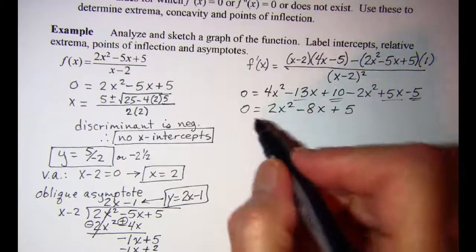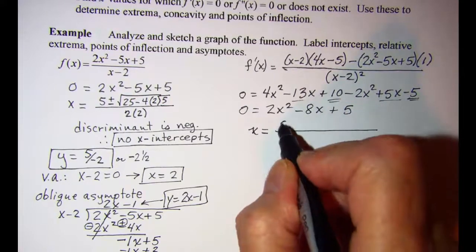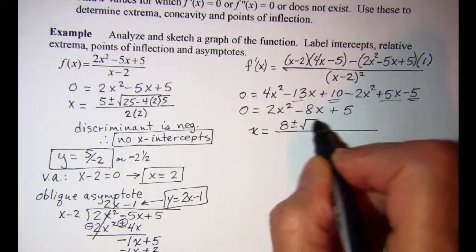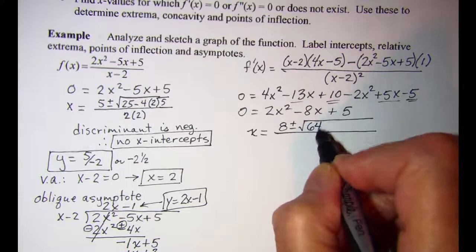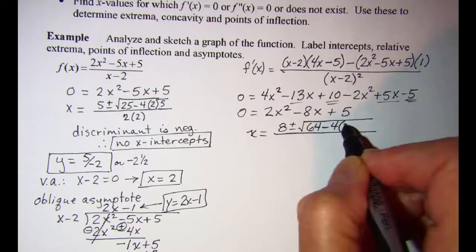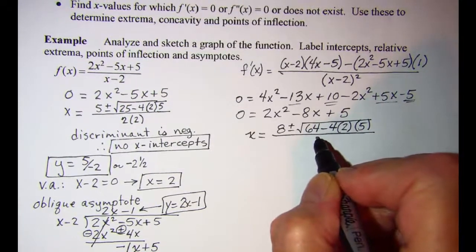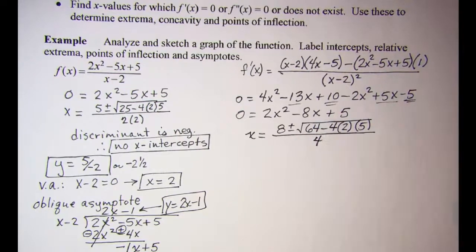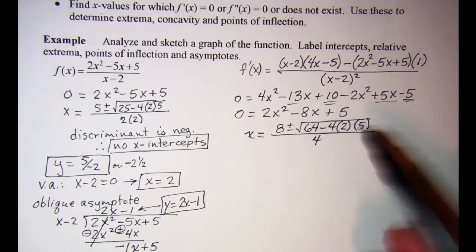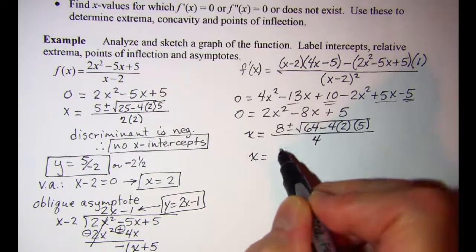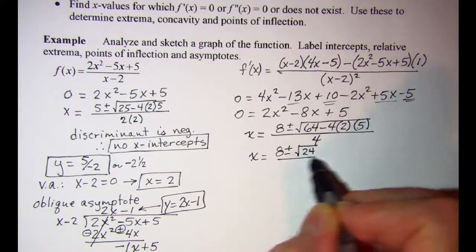Right. We'll have to use the quadratic formula on this again. So x is equal to 8 plus or minus the square root of 8 squared minus 4 times 2 times 5, over 2 times 2, which is 4. 5 times 2 is 10, times 4 is 40, 64 minus 40. So x is equal to 8 plus or minus the square root of 24 all over 4.